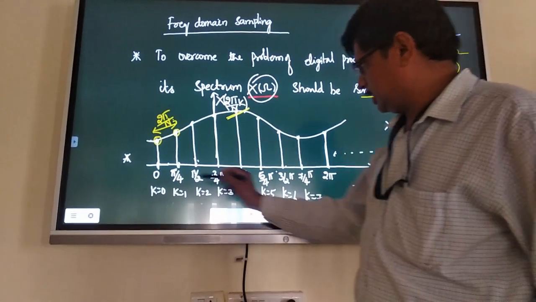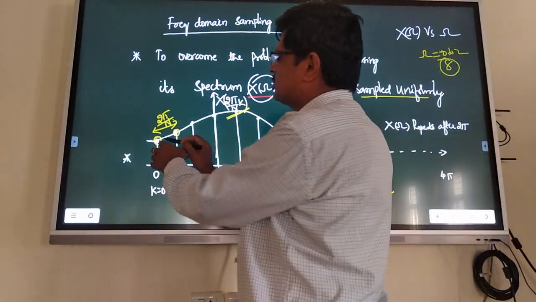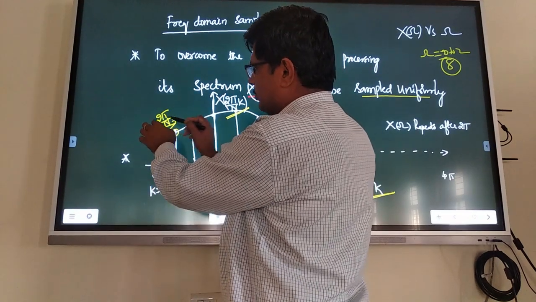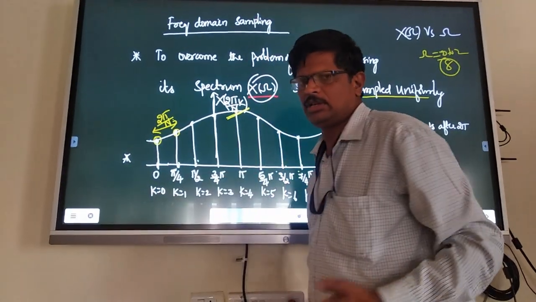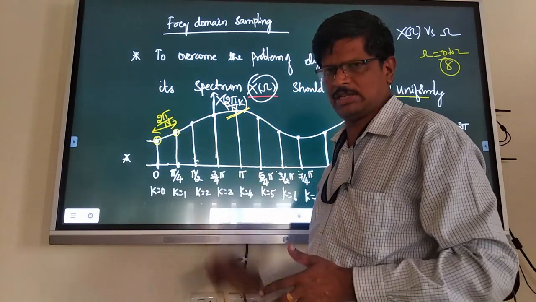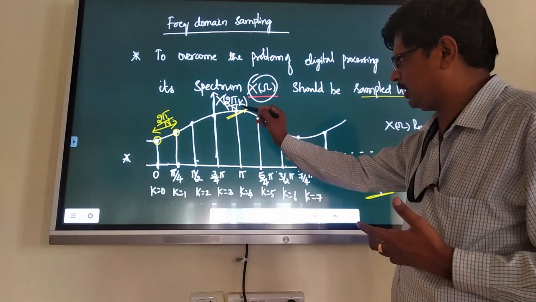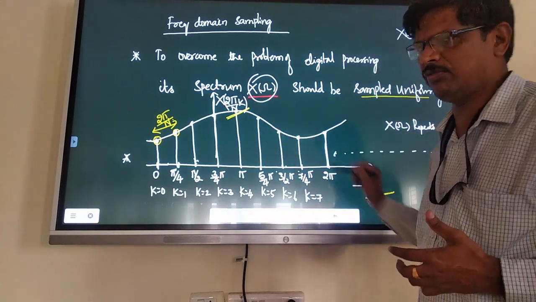For example, let N be the number of samples between 0 to 2 pi. Then what is the spacing between 2 samples? It is 2 pi by N. If it is 8 samples, 2 pi by 8. If it is 16 samples, 2 pi by 16. That's the spacing between 2 samples. That's how we get X of 2 pi by N k versus k in the frequency domain.